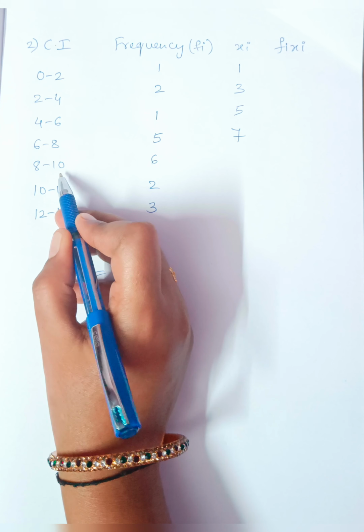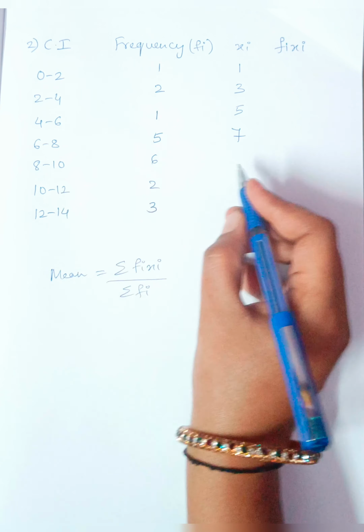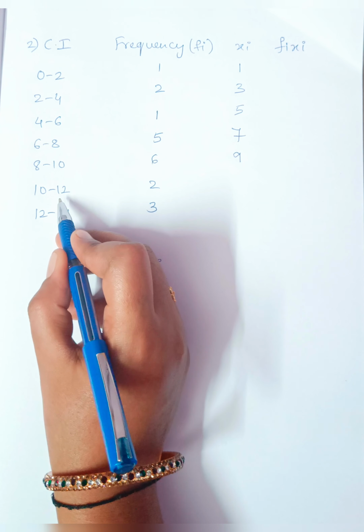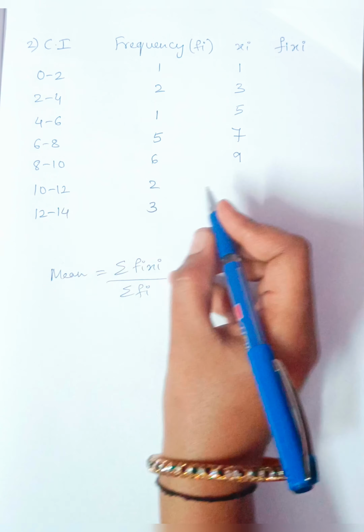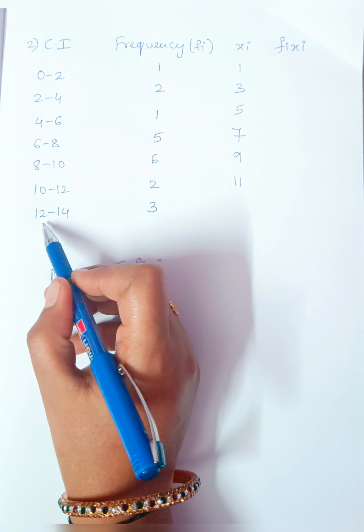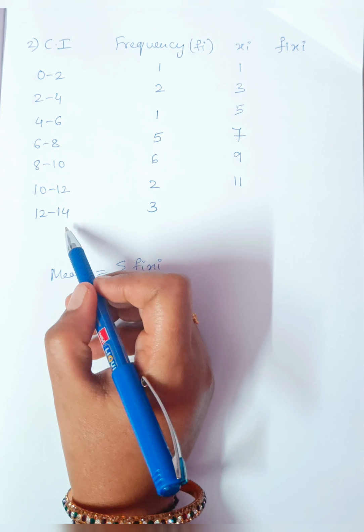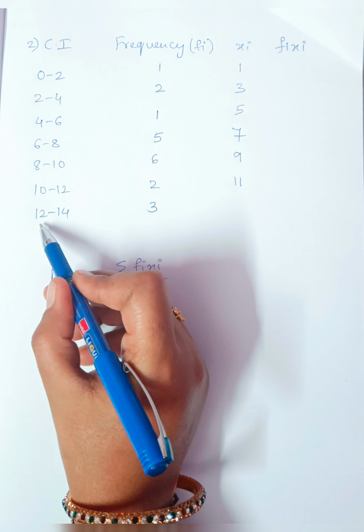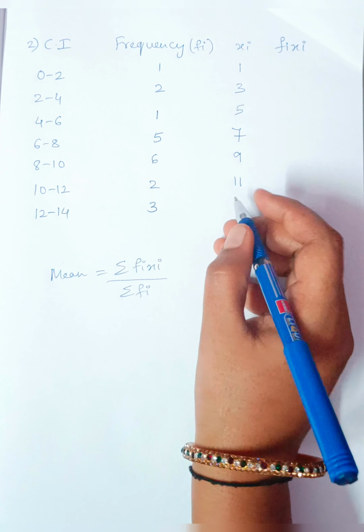8 plus 10, 18. 18 divided by 2 is 9. 10 plus 12 is 22. 22 divided by 2 is 11. 12 plus 14 divided by 2. So 12 plus 14 is how much? It is 26. Divided by 2 is 13.